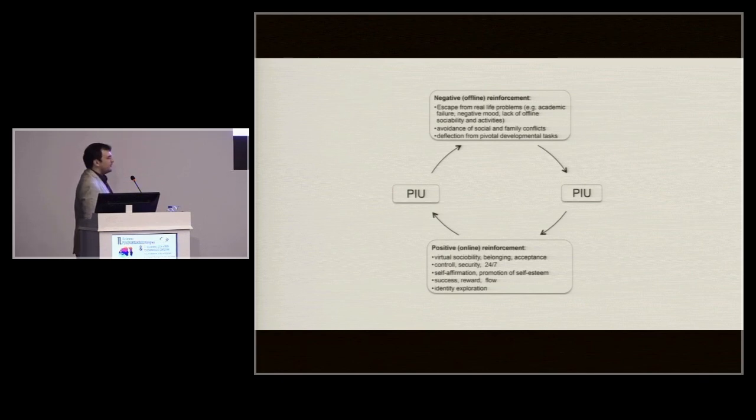And we're talking about a cycle from an offline world to an online world. We see a cycle here. Escaping from real-life problems, academic issues, avoidance of social or family conflicts, lack of offline sociability, and deflection from basic activities and developmental tasks lead to problematic internet use, which leads to positive or online reinforcement, such as from virtual sociability, belonging, chat rooms, and also a sense of security 24/7, a self-affirming environment, and promotion of self-esteem, receiving rewards with minimal delay, and also looking for identity, especially in adolescents. This also leads to problematic internet use, feeding back to negative offline world reinforcement, causing a sort of vicious cycle.